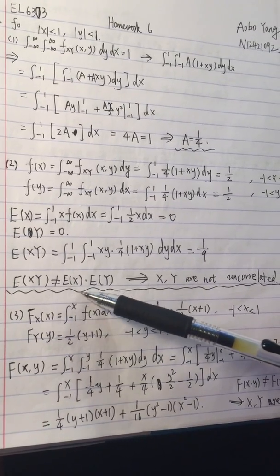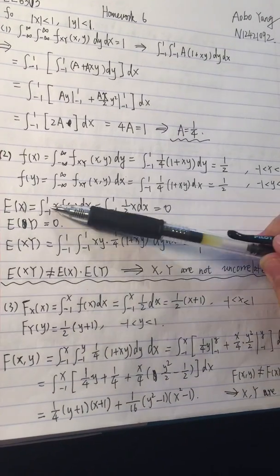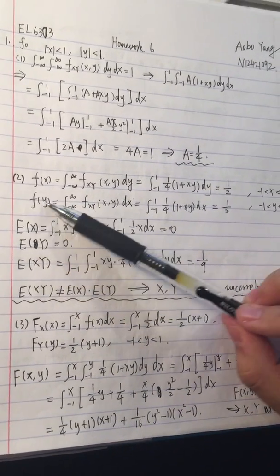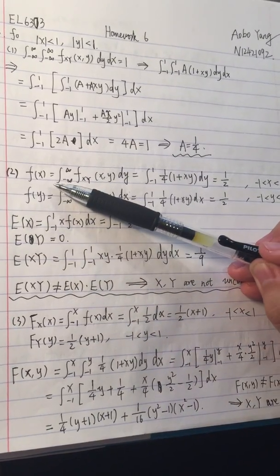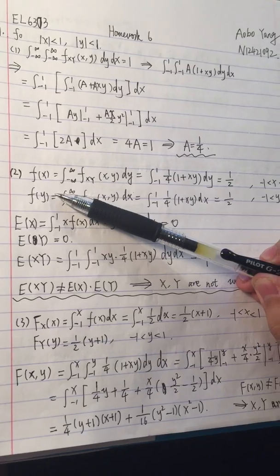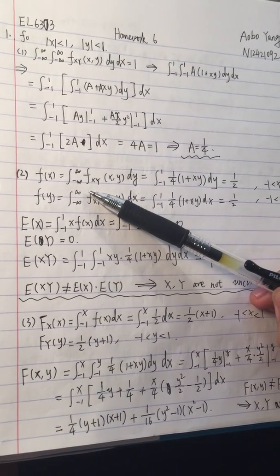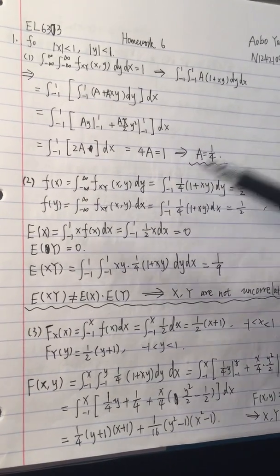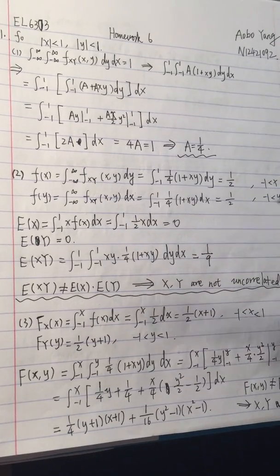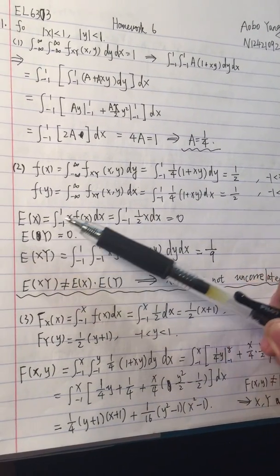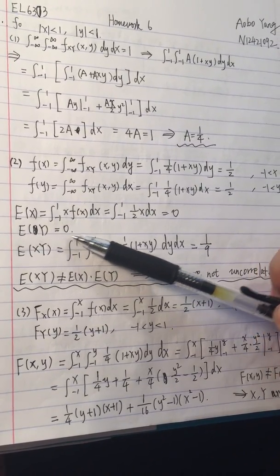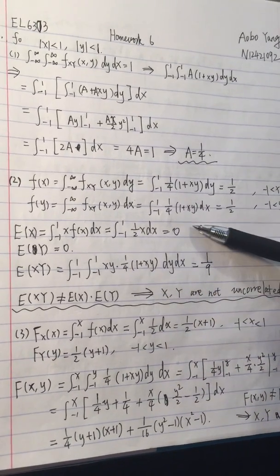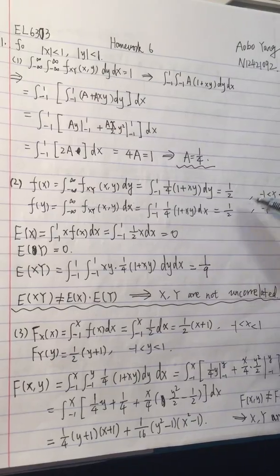For the second question, if x and y are to be uncorrelated, then E[XY] should be equal to E[X] times E[Y]. So we calculate E[X] and E[Y] separately. First we calculate E[X]. For that, we need to find f_X. f_X is the integral from minus infinity to infinity of f(x,y) dy, and we can easily get 1/2. And f_Y, the same as f_X, is 1/2. After that, E[X] is the integral from minus 1 to 1 of x times f_X dx, that is 0. And E[Y] is the same as E[X], so E[X] times E[Y] should be 0.